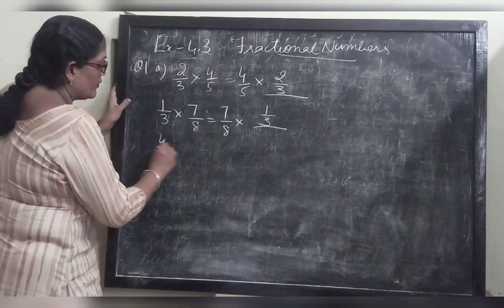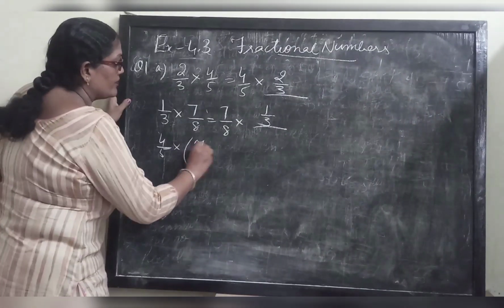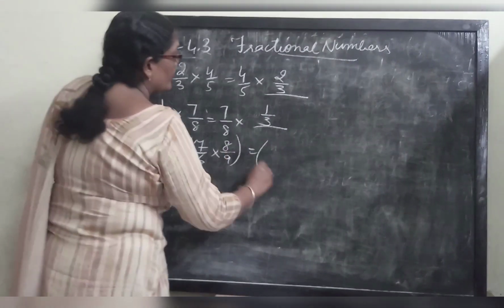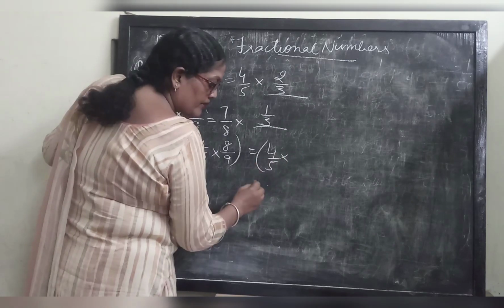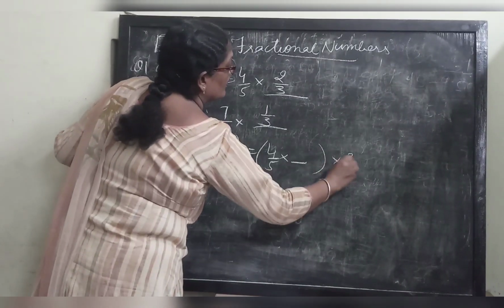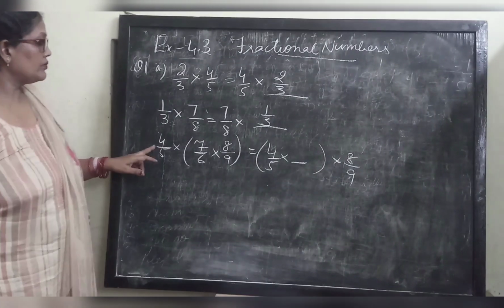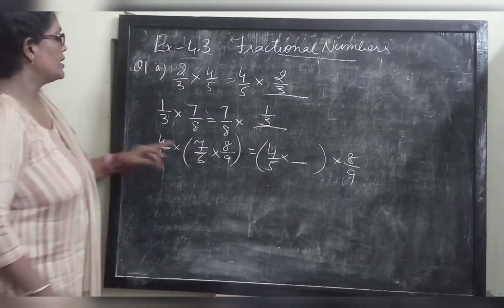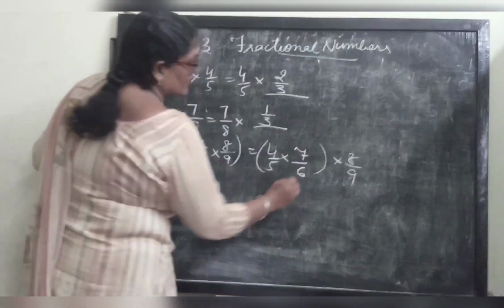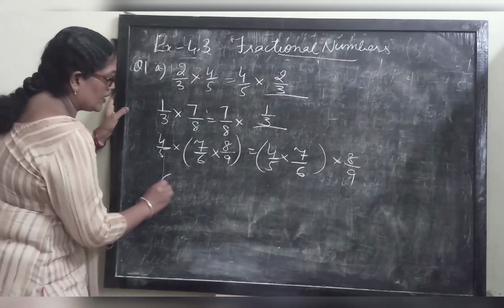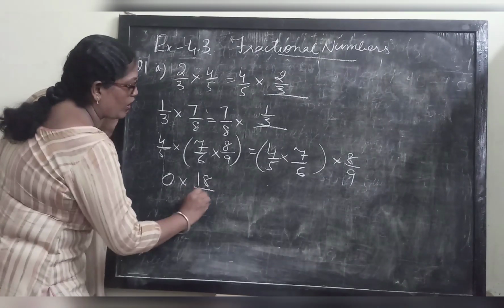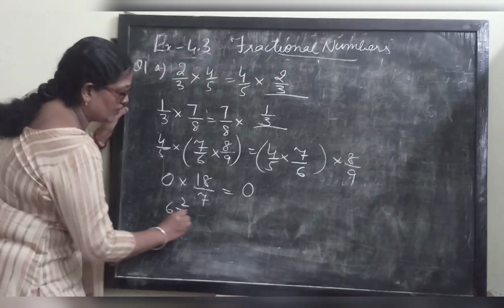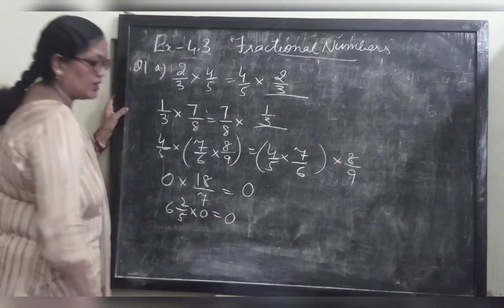If it is like this, 4 over 5 into bracket 7 over 6 into 8 over 9, 4 over 5 multiplied by dash into 8 over 9. See here, 4 over 5 is already there, 8 over 9 is already there. What is left? 7 over 6. Got it, students? Anything multiplied by 0 is always 0. 6 2 over 5 into 0, that is always 0.